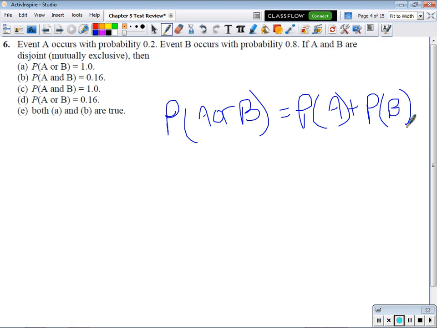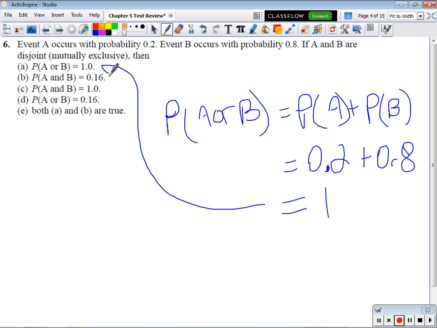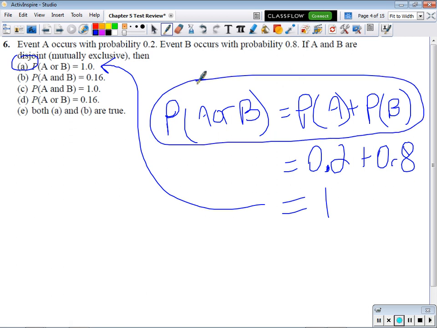So in this case, if you added the probabilities of A and B, 0.2 plus 0.8, this comes out to be positive 1, which is what choice A is there. So that's the answer for number 6. So just keep in mind that if events are mutually exclusive, then this right here has to be true. The probability of A or B equals the probability of A plus the probability of B. So that's just some different things with that there.